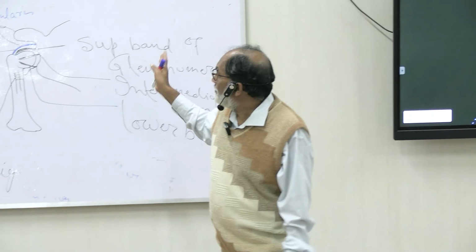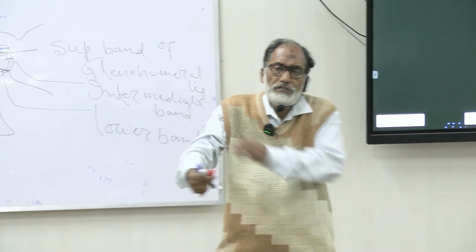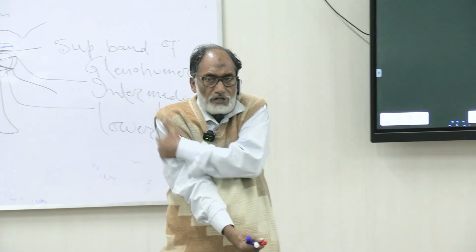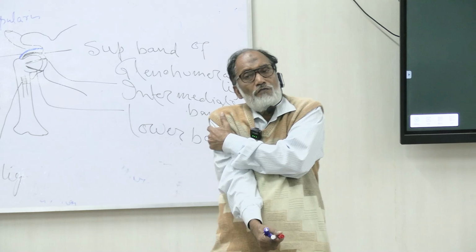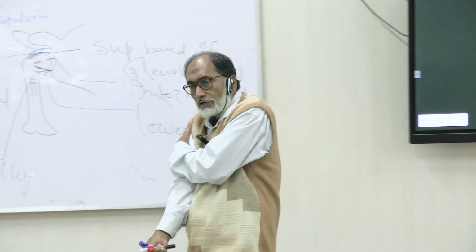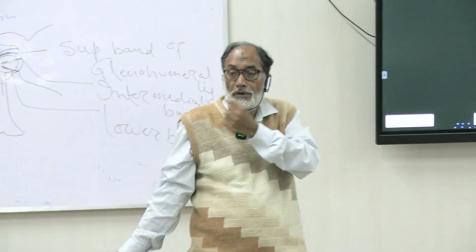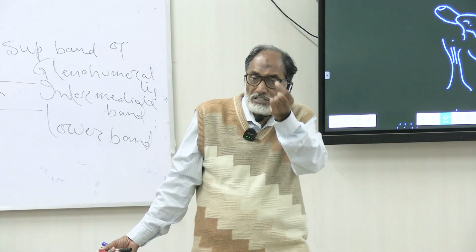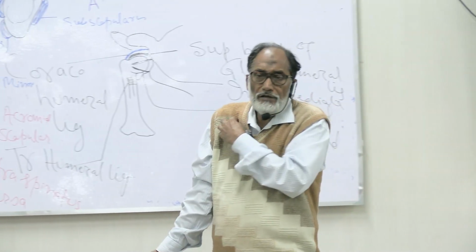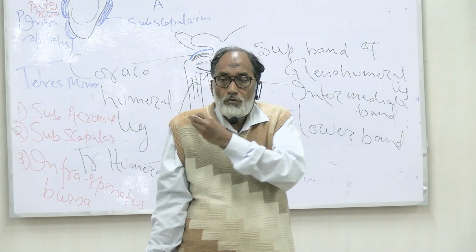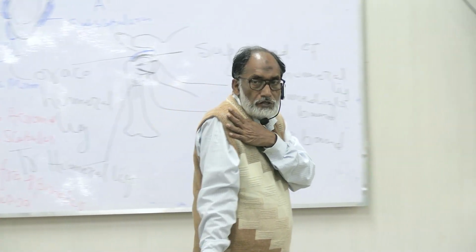Now posterior relations. I have already told you, posteriorly lies infraspinatus muscle and teres minor muscle and posterior fibers of the deltoid. This is the posterior relation. Anteriorly, anterior fiber of the deltoid muscle and the coracoid process and the muscles arising from the coracoid process, that is short head of the biceps and coracobrachialis. So these are the anterior relations.